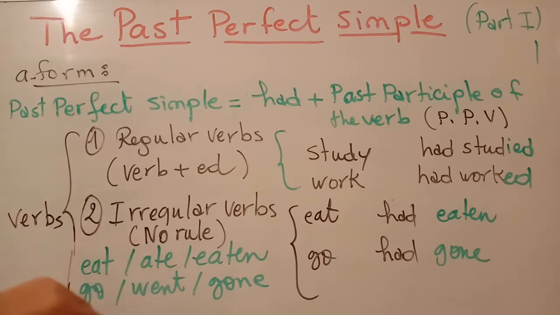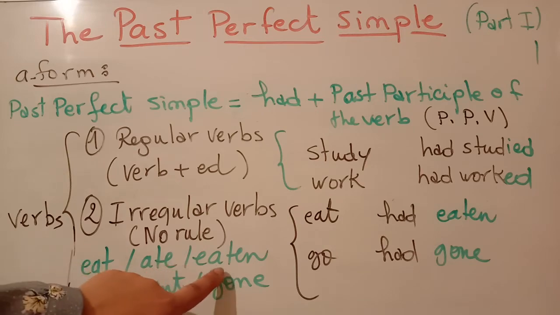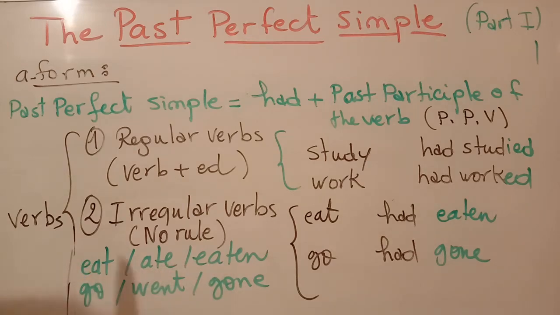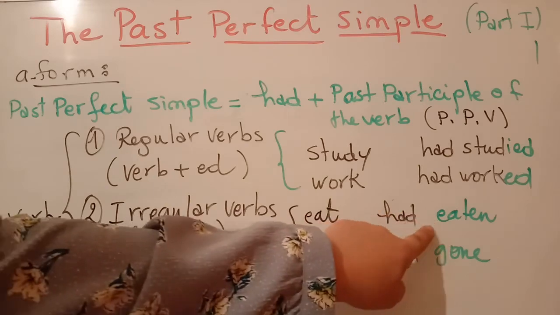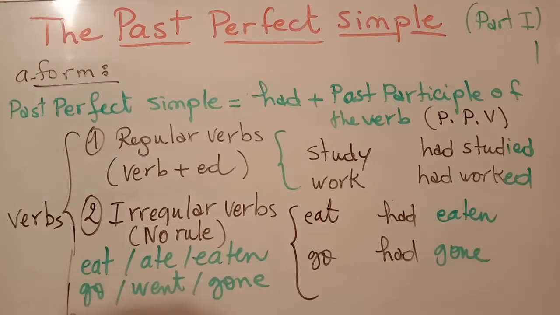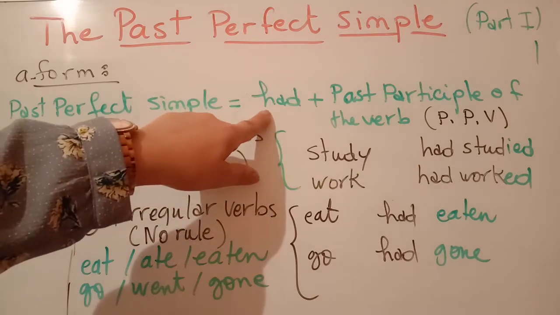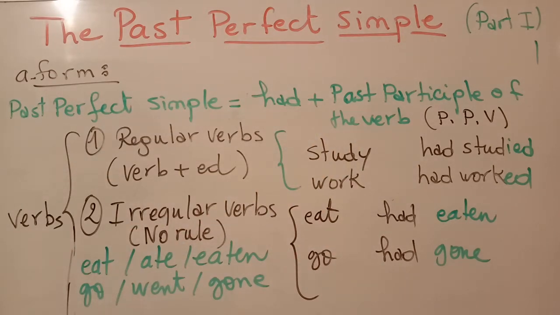Concerning irregular verbs, there is no rule. There is a list, so learners have to learn irregular verbs by heart. For example, the verb eat, the simple past is ate, but the past participle is eaten. So past perfect, we need had plus eaten. Another example, go, simple past is went, but the past participle is gone. So we need had plus gone. Okay? So in affirmative sentences, we need the auxiliary had plus past participle of the verb.